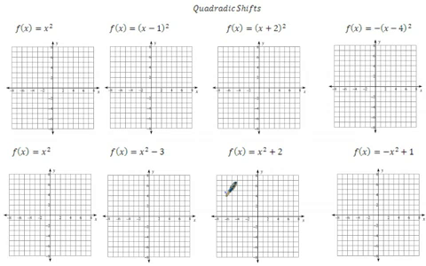Let's take a look at quadratic shifts. For all of these problems, the leading coefficients are either going to be a positive 1 or a negative 1, so they're all going to have the same general shape. What I want to focus on is how these equations are altering the vertex. Our parent function is f of x equals x squared, and it looks something like this, with my vertex at (0, 0).